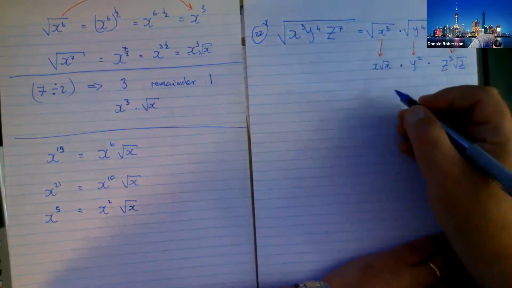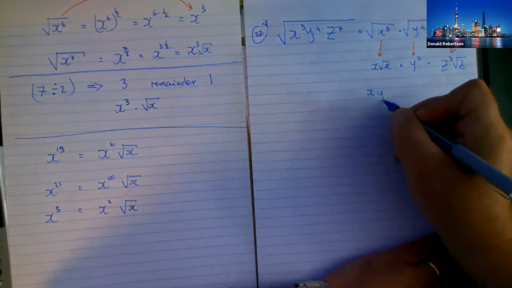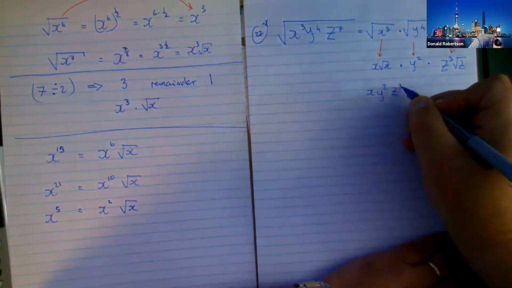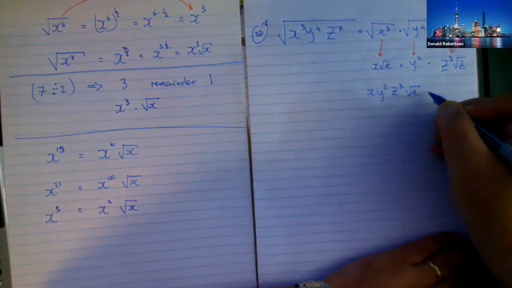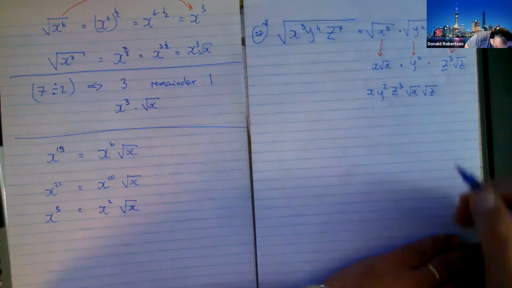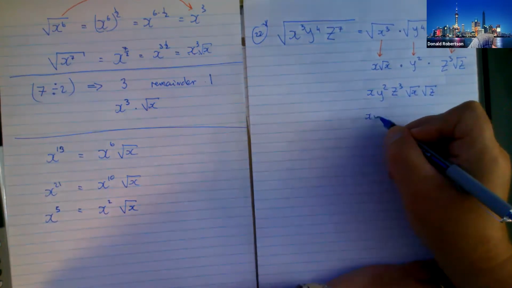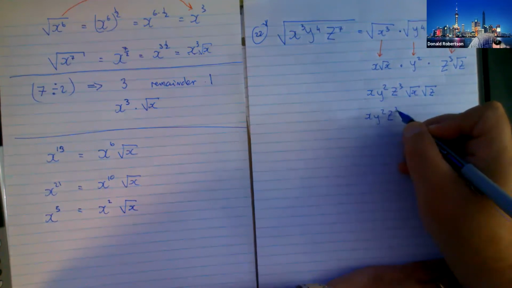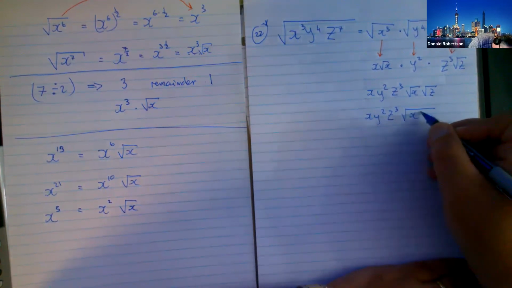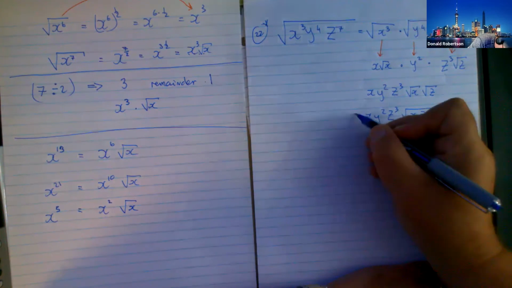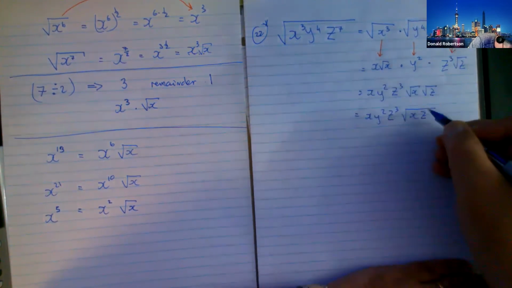And then you tidy up. So you get x, y squared, z cubed, followed by a square root of x and a square root of z. And then we tidy it up even more by only having one square root. And that would be our final answer.